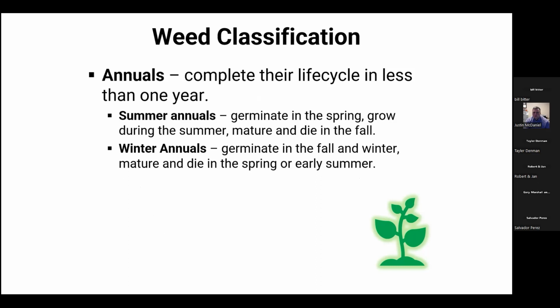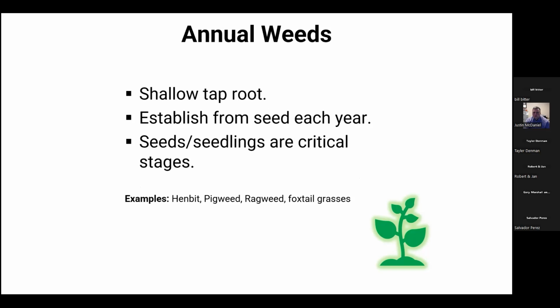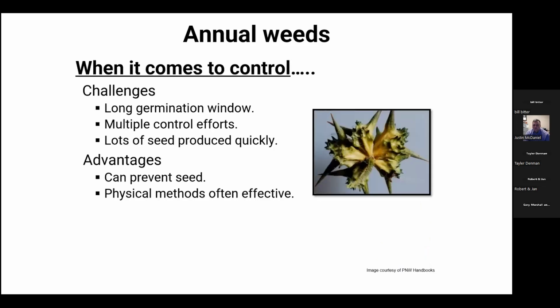Like I said, annuals complete their life cycle in less than 1 year. So summer annuals are going to germinate in the spring, grow through the summer, and then mature and die in the fall. Winter annuals are going to germinate in the fall and winter time, mature, and then die in the springtime. Typical characteristics of annual weeds: you're going to see a little bit shallower taproot, establishing from seed each year, and that seedling stage is going to be a critical control stage for those annual weeds. Examples of annual weeds: pigweed, ragweed, henbit, foxtail, that kind of stuff.